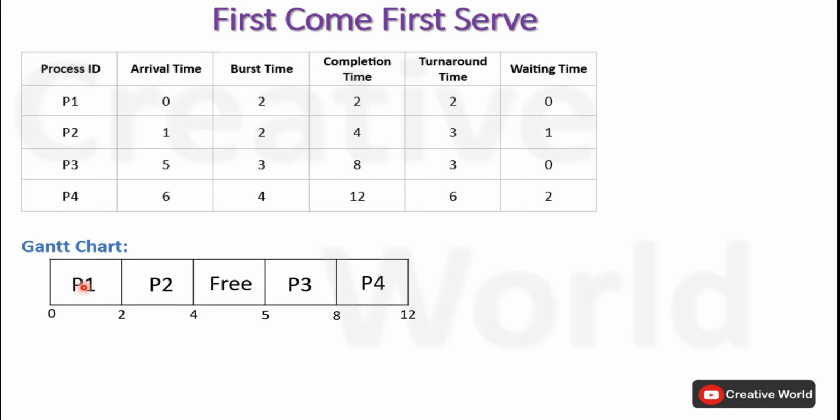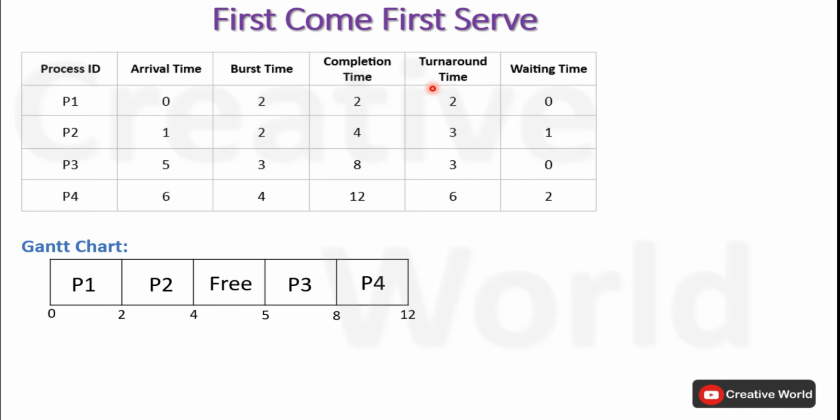For process P1, the completion time will be 2 because at this time the process P1 was completely executed. Similarly, for process P2, the completion time is 4, and for process P3, the completion time is 8. Similarly, process P4 is completed on 12. So the completion time of P4 will be 12.